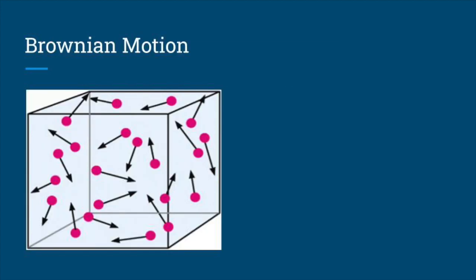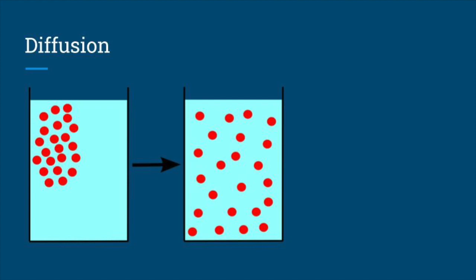Brownian motion is the random movement of particles in a fluid due to constant bombardment from all sides by the molecules in the fluid. Diffusion, unlike Brownian motion, is not random motion. It is the movement of anything from an area of higher concentration to lower concentration driven by a concentration gradient.